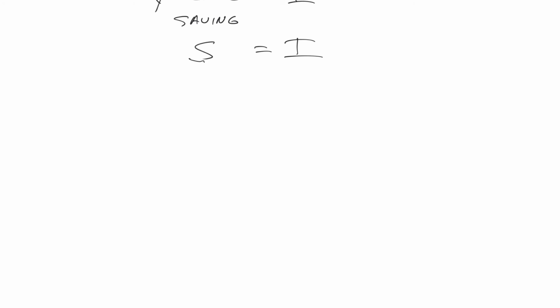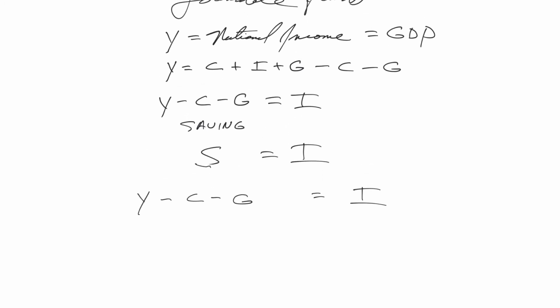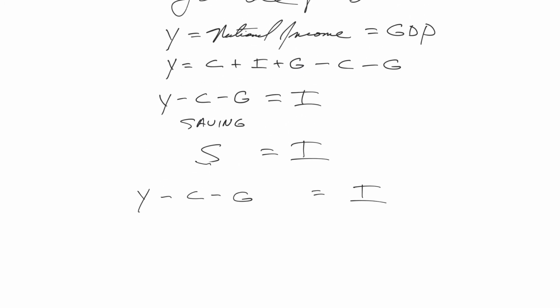Now we're going to do something else. Let me go back and write savings as Y minus C minus G. That's savings, equal to investment. That's just what we had up here. I just put it down here because now we're going to do something else. We're going to add 0 to both sides. If I add 0 to both sides of the equation, I don't change the equation, right? 0 plus anything is whatever it was before.